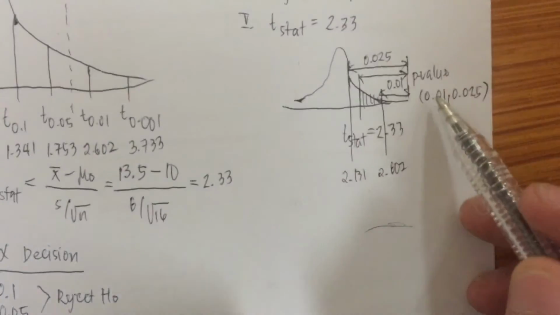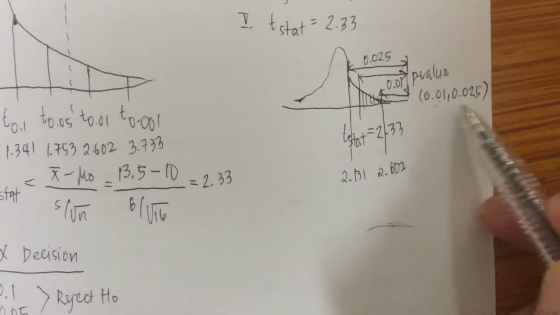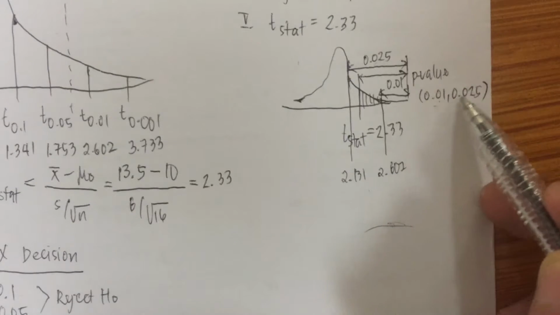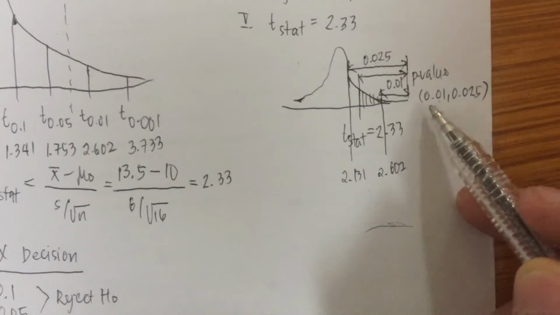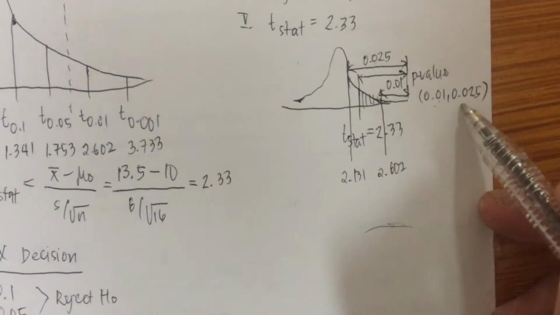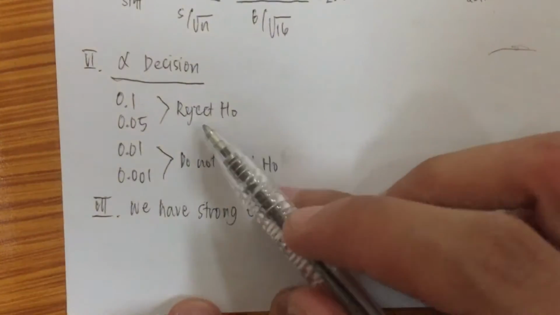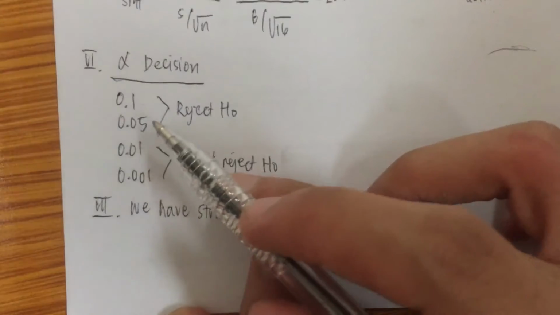Now for 5%, the total area again is less than 5%. So the area can be anything inside this. And again, it's only between 1 to 2.5%. So it must be less than 5% as well. So in that case, we also reject the null hypothesis at 5%.